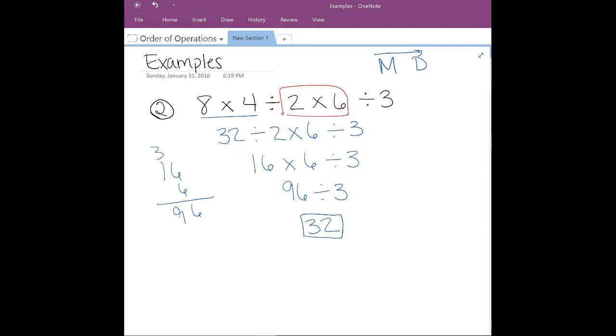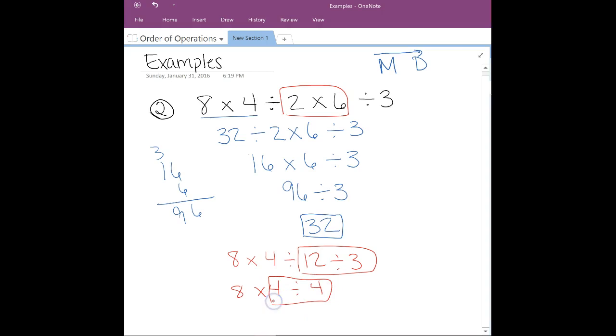Let's say that's going to be 8 times 4 divided by 2 times 6 is divided by 12 divided by 3. And then, I don't know, let's do the 12 divided by 3. Well, that's 4. 8 times 4 divided by 4. And 4 divided by 4 is just 1, so now I have 8 times 1 equals 8. And as you see, that is not the expected outcome. So following the order of operation is very, very important.